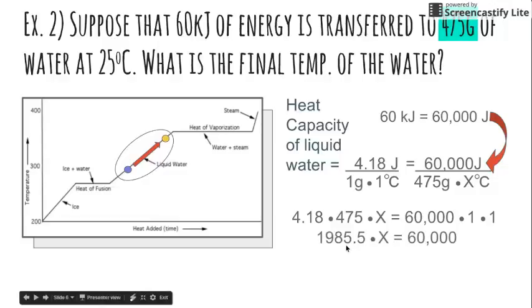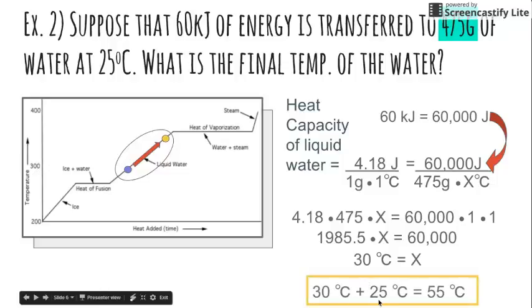60,000 divided by 1,985.5, which will end up giving you 30 degrees Celsius of change. So if we know it's changing 30 degrees, and we know that's an increase, then we must be taking that 25 degrees Celsius from the original part of the problem and adding 30 to it to get our final temperature of 55.